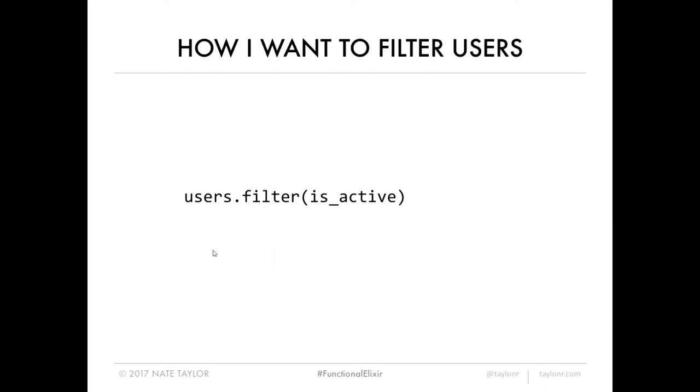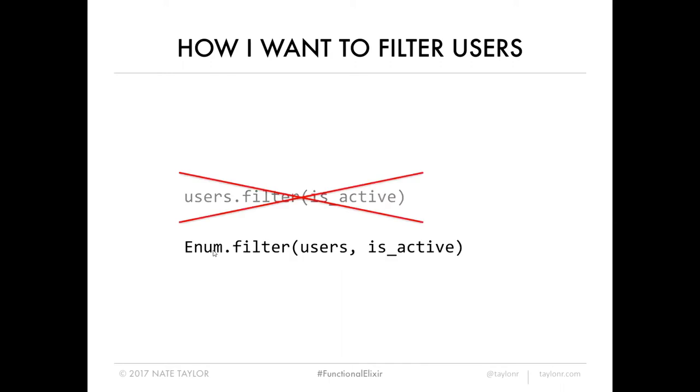How Elixir handles the filters is a little bit different than how I wanted it, and this stays with the immutability. What I wanted to do when I came to Elixir was write code like this: users.filter is active. And sure enough, if you do C#, if you do JavaScript, if you do some of these other languages, you might see some code very similar to this. But that's not how Elixir does it, right?